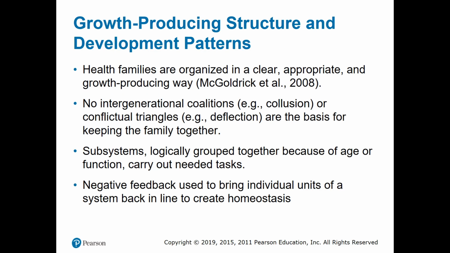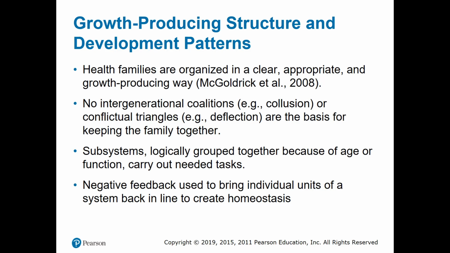Growth-producing structure and development patterns. Healthy families are organized in a clear, appropriate, and growth-producing way. There are no intergenerational coalitions or collusion, no conflictual triangles, no deflection. And so these intergenerational coalitions are not the basis for keeping the family together. Subsystems, logically grouped together because of age or function, carry out the needed tasks. So for example, children carry out specific tasks and parents carry out certain responsibilities.